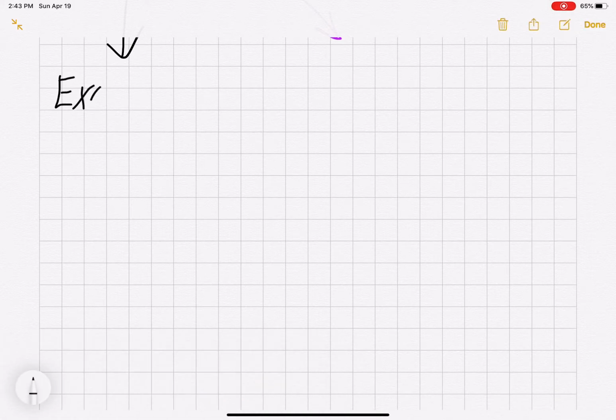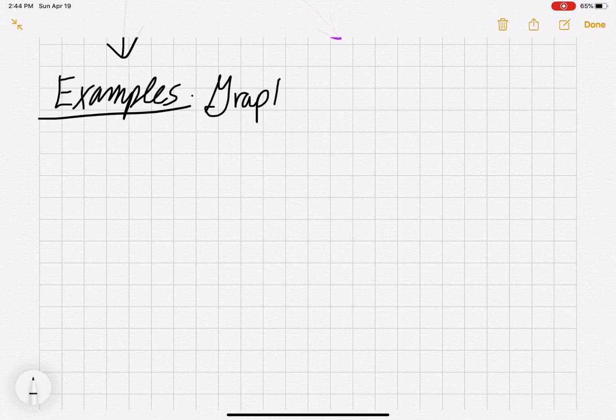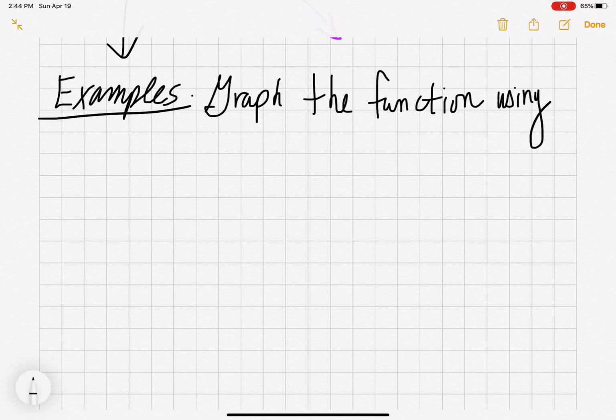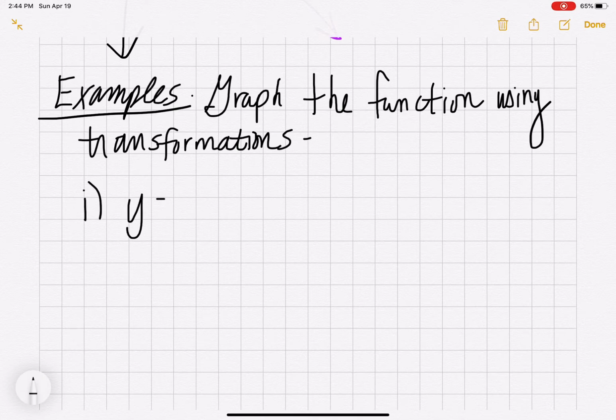Examples. Graph the function using transformations. Okay, number one, I got y equals, let's say, negative x squared.